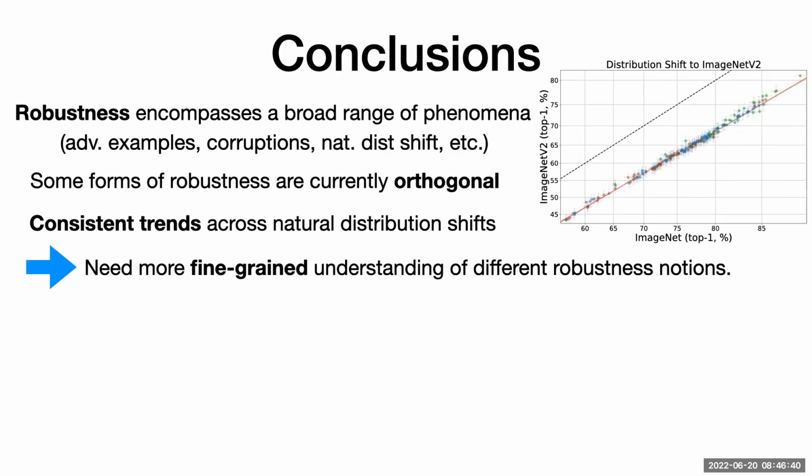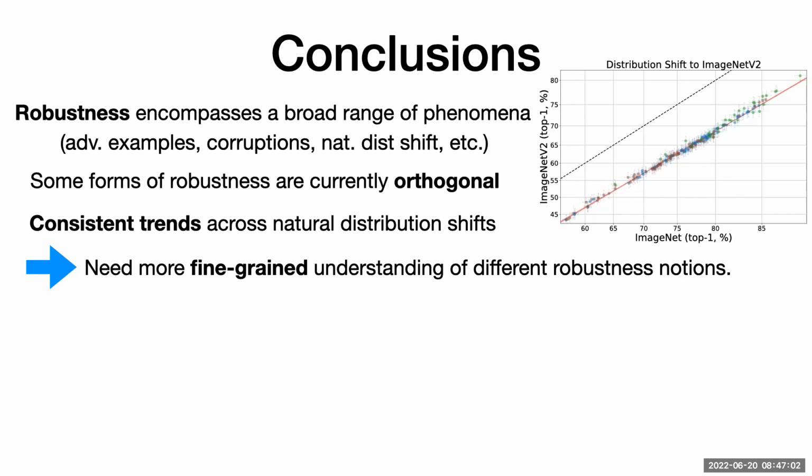So many of the robustness notions that people have proposed are currently orthogonal. There are some consistent trends. For instance, we have seen that many of the natural distribution shifts benefit from larger and more diverse pre-training data sets. So CLIP, for instance, didn't just make progress on one out-of-distribution test set, but it made progress on all 7 of the natural distribution test sets that we have.